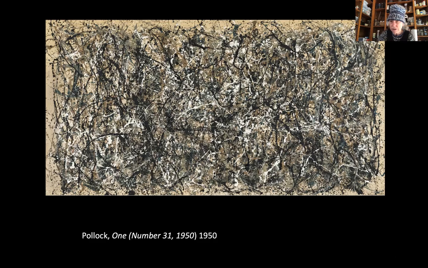Now there's still color here, and there's still a sort of atmosphere, but the atmosphere, or mood, is not created by shapes or colors. It's just created by these lines that overlap each other.